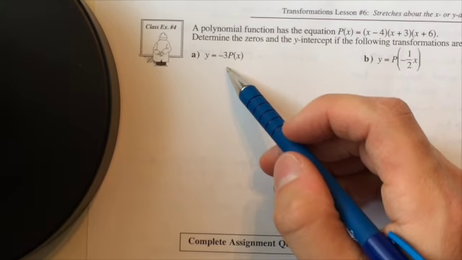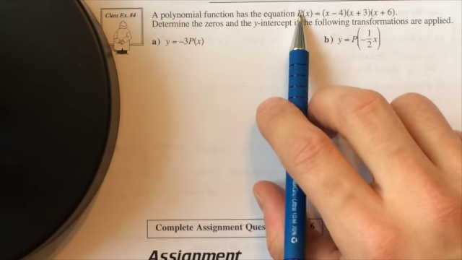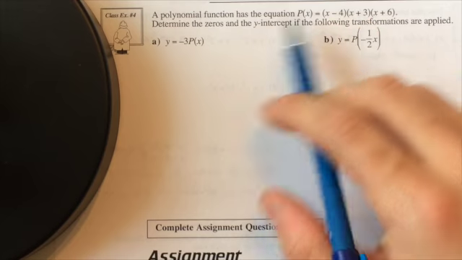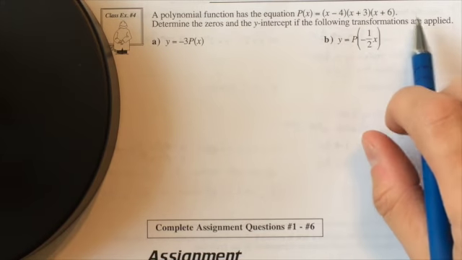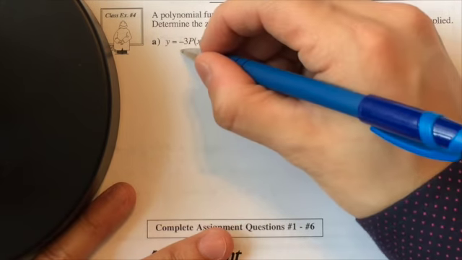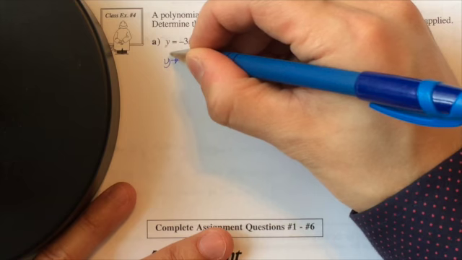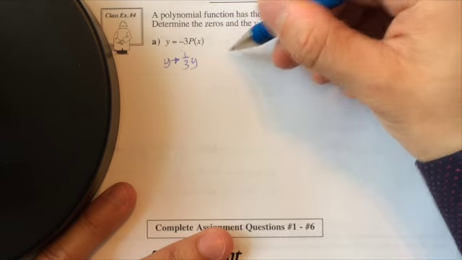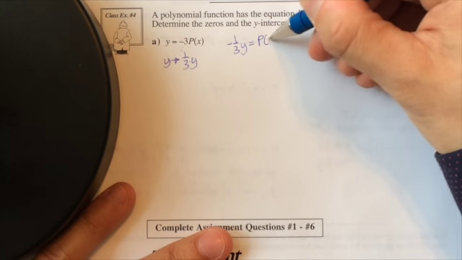And our last example, we only really need to look at one of them. So a polynomial function has the equation p of x is equal to x minus 4 times x plus 3 times x plus 6. What we want to do is determine the zeros and the y-intercept if the following transformations are applied. So if I have -3p, then what this means is if I bring that -3 to the other side, I would have 1/3 y. And so if I were to plug this into my equation, it's going to be -1/3 y is equal to p of x.